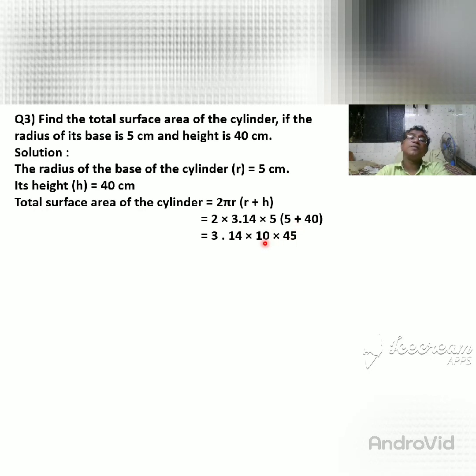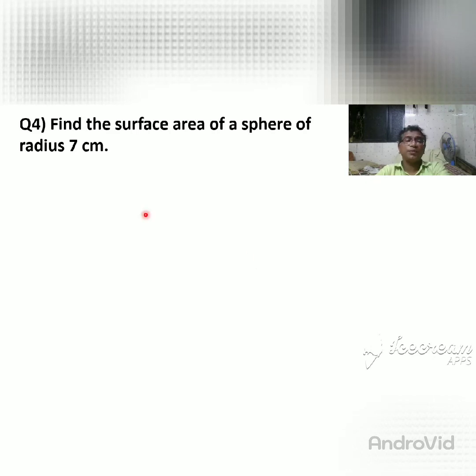So 10 is multiplying 3.14. So the decimal point moves one place ahead, it becomes 31.4. So 31.4 into 45, you get 1413 centimeter cube. Okay.